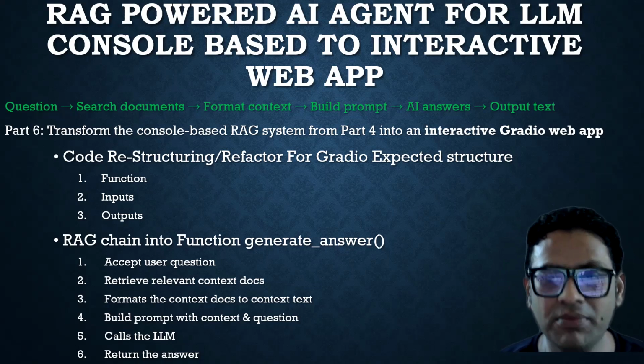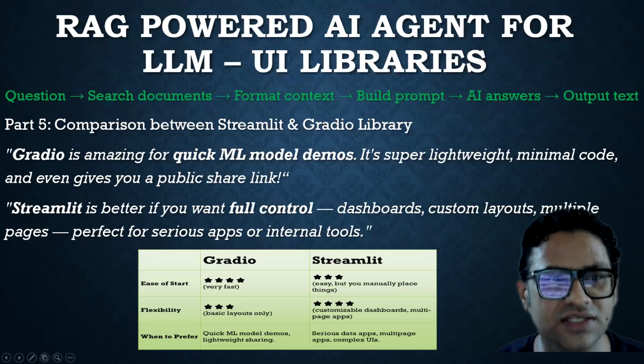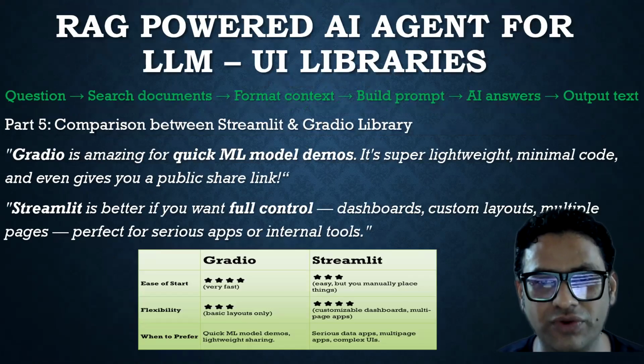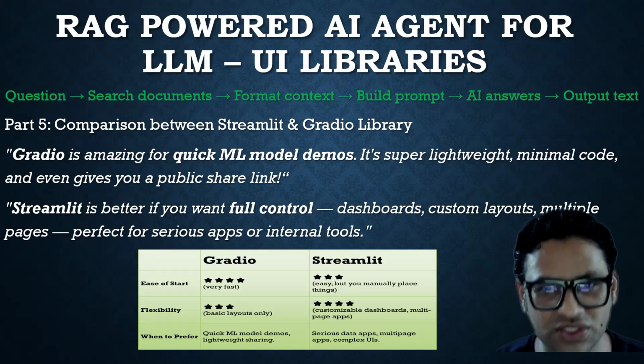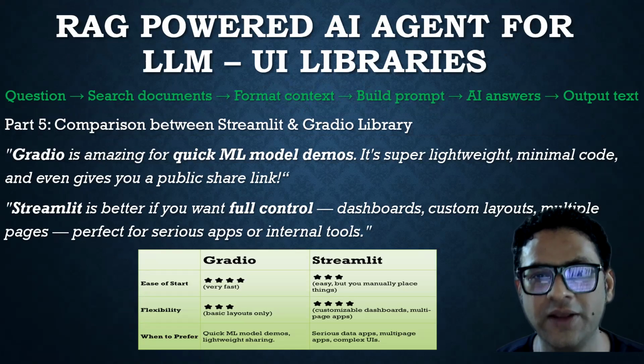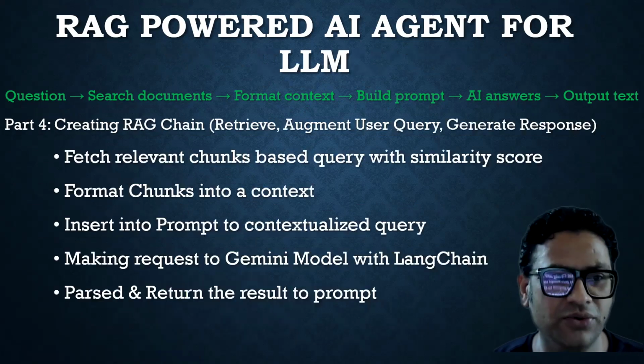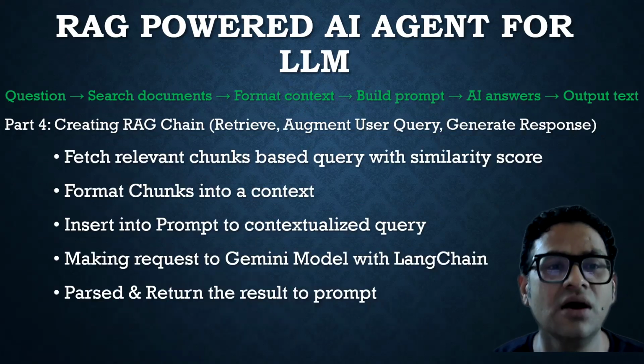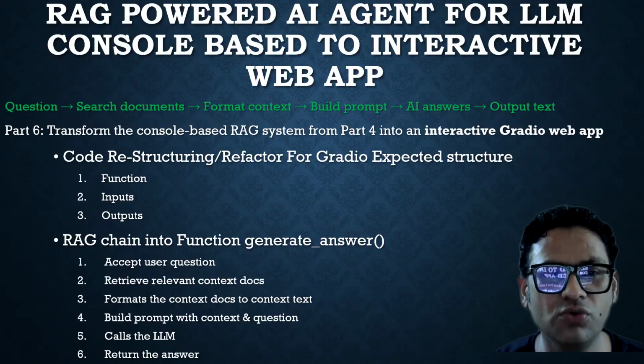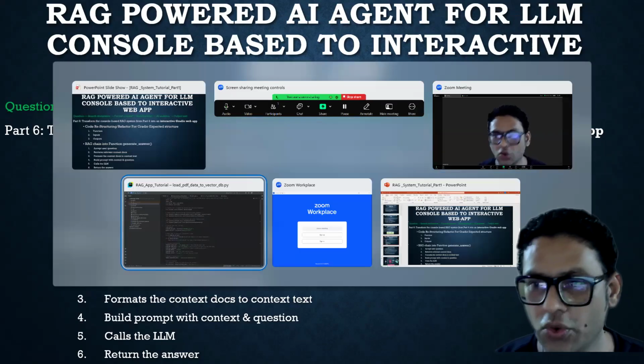And if you remember what we have done, we did this on Streamlit and Gradio. So I feel that Gradio is much easier to start with. So today we are going to create the interface with Gradio, right? And this is what we have covered in part 4. So now, without further delay, let's get into the coding.